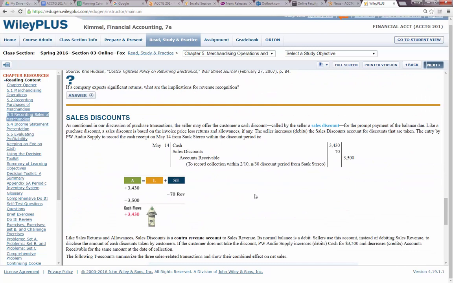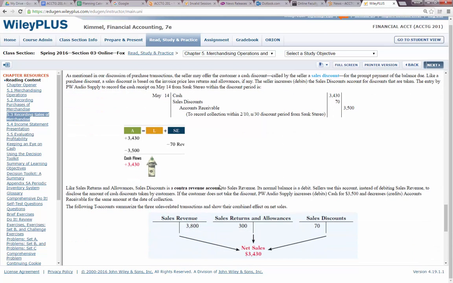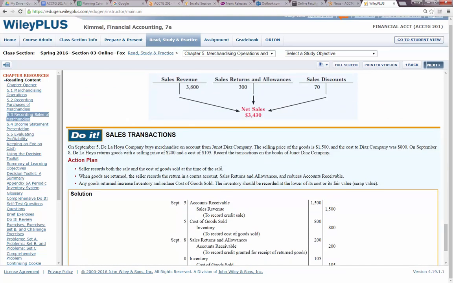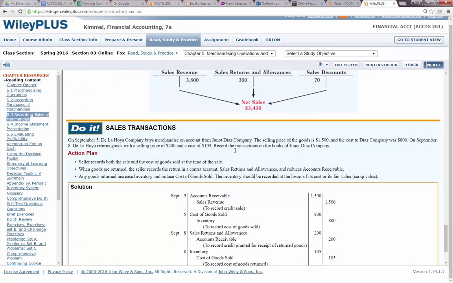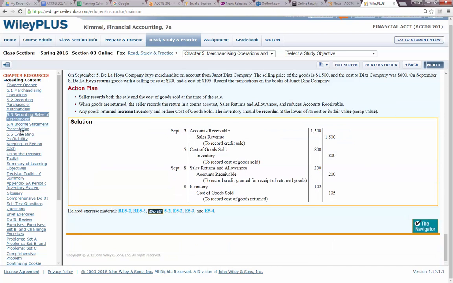Sales discounts work similarly. Usually we record them when you get paid. So when they accept it, then your cash goes up by the amount they paid you. Your accounts receivable goes down by the full amount, and the difference is always the discount that you allowed them to have. So make sure you fully understand how all those discounts and everything else work.